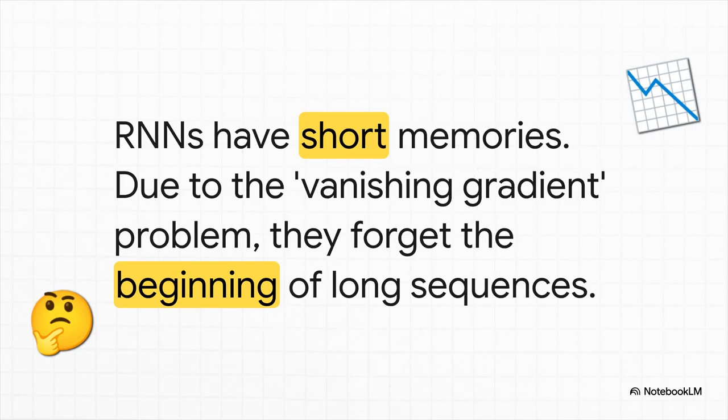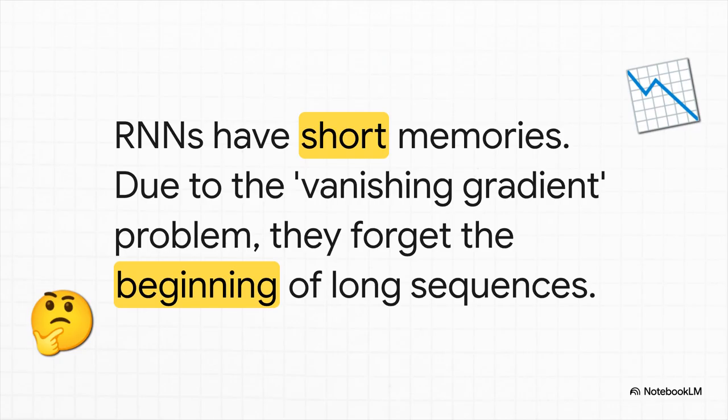But RNNs had a fatal flaw. Their memory was really short. You know, in a long paragraph, that memory of the first sentence would just fade away by the time it reached the last one. This technical issue, the vanishing gradient problem, basically meant that crucial context was still getting lost in the noise.